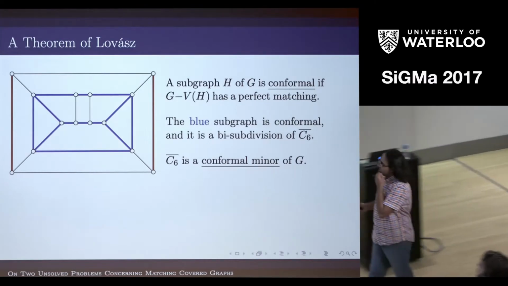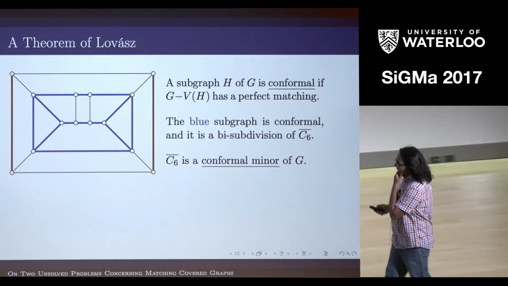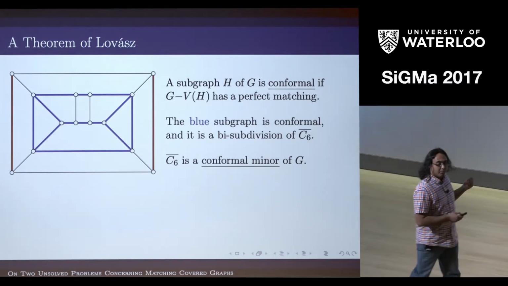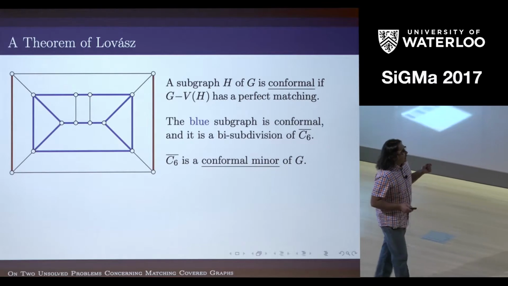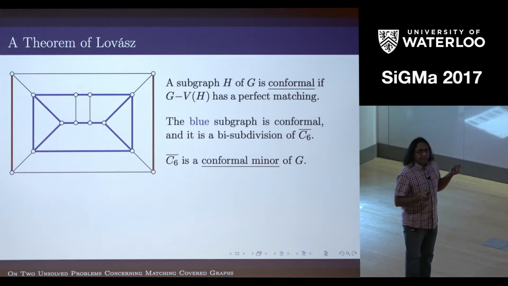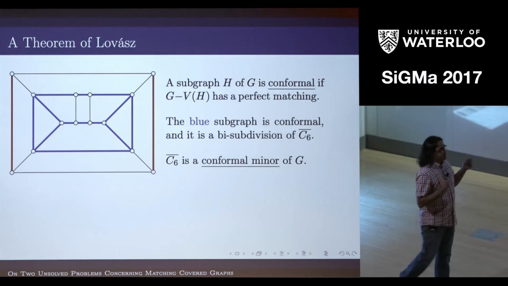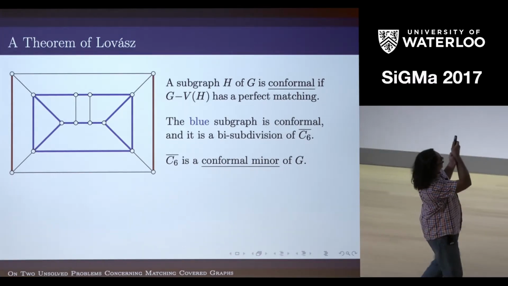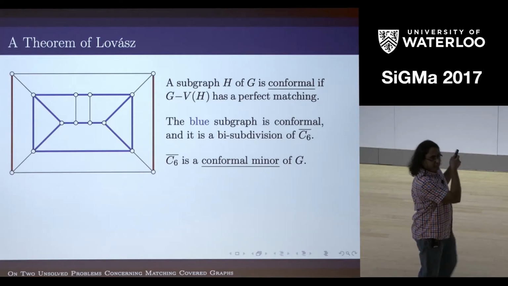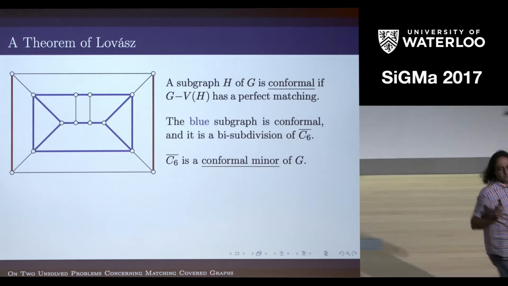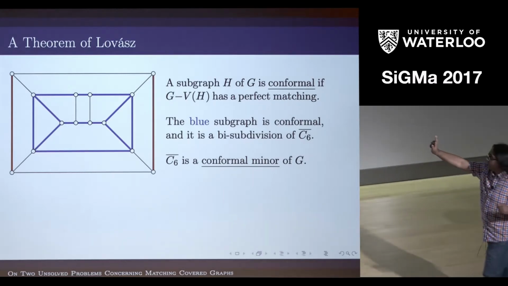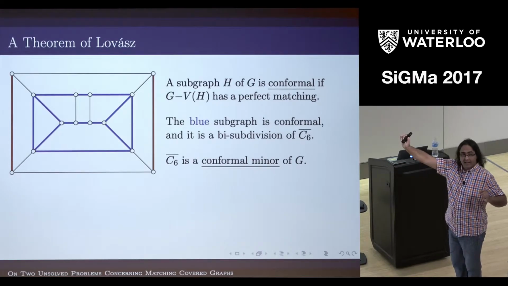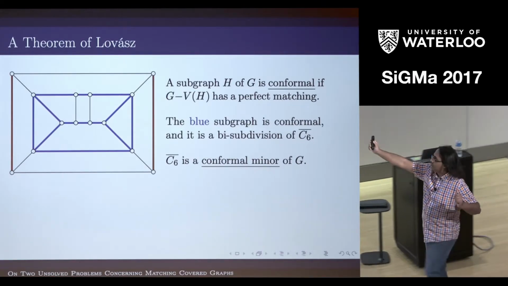If this is your first time seeing this definition, it may seem a bit strange, admittedly. However, this notion comes up a lot in matching theory, and it's related to the ear decomposition theory of matching covered graphs. Conformal minors are closely related to matching minors, which have been studied very well. And in the case that your graph is cubic, like the triangular prism, these two notions coincide. But anyways, we'll be talking about conformal minors because we're looking at a cubic graph. And this definition, of course, you can replace the prism by anything else, and the same definition holds.